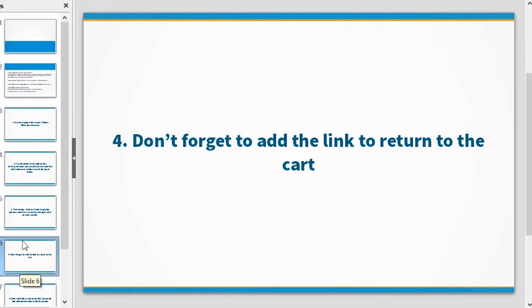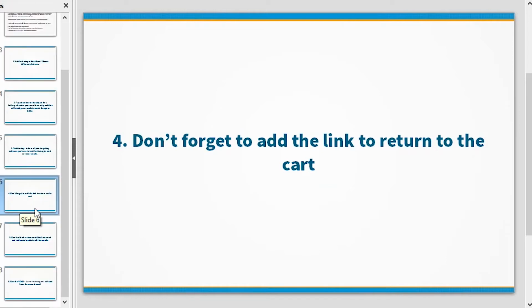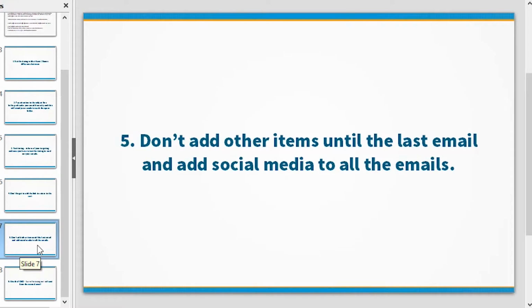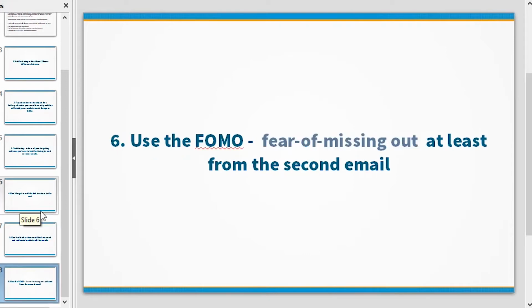Number 4 is to not forget to add the link to return to the cart. This is very important for this kind of emails. Number 5 is to not add other items until the last email and add social media to all the emails. Number 6 is use the FOMO, which means fear of missing out, at least from the second email.